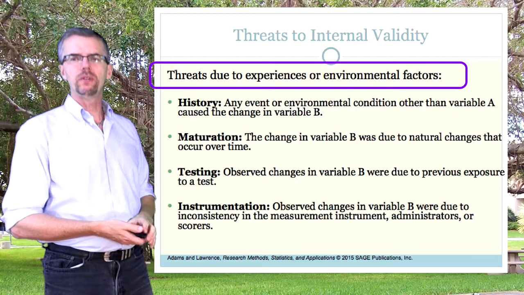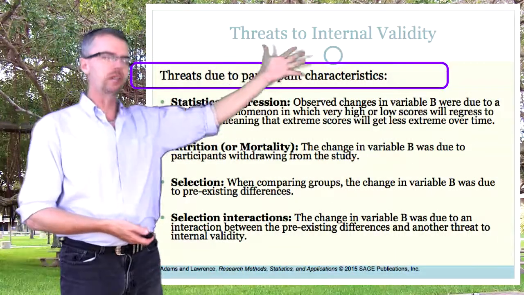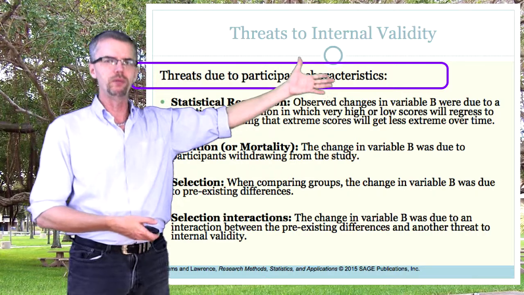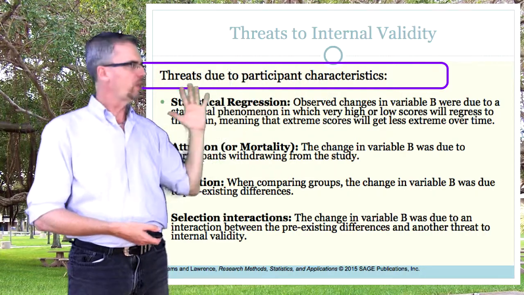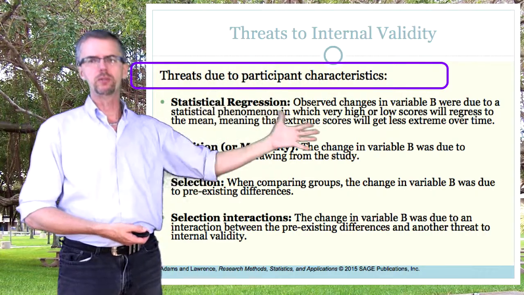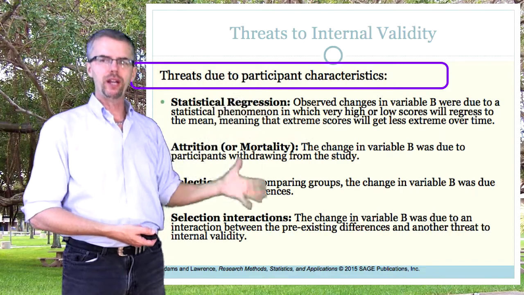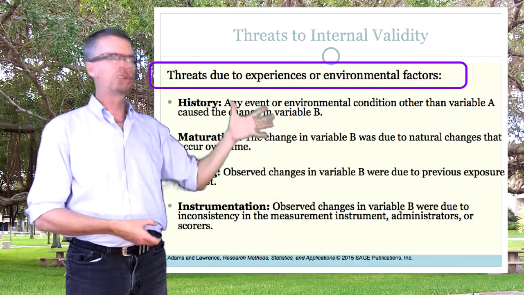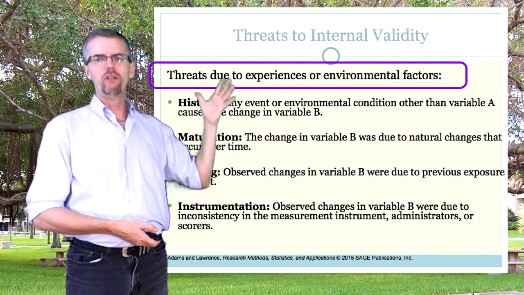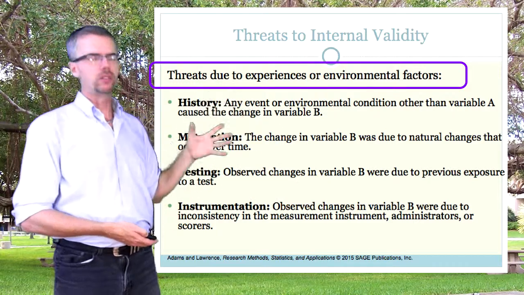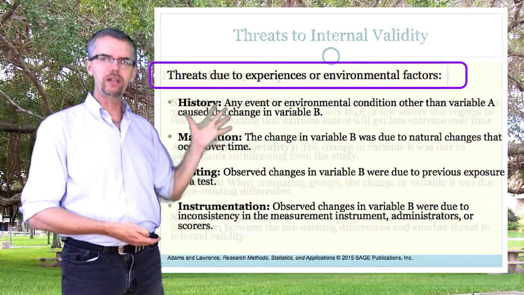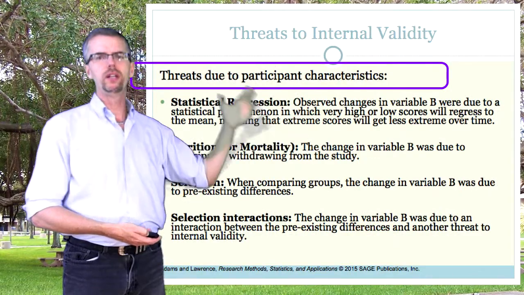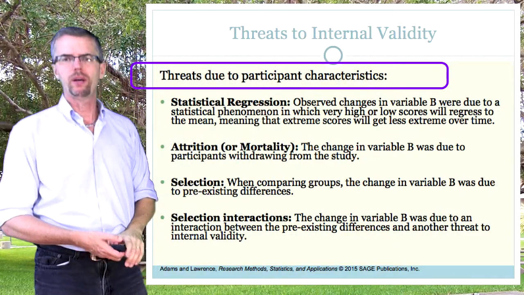Threats to internal validity that are due to participant characteristics are very different from those previous four. And I want you to read through and understand these while you're in the textbook. These are the 8 major points which I want you to take from this chapter. These 8 threats to internal validity are the most important thing out of chapter 8.